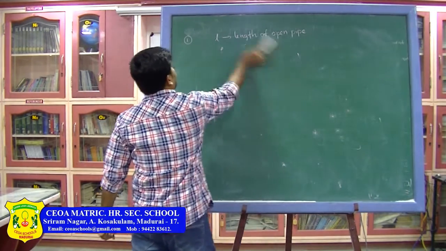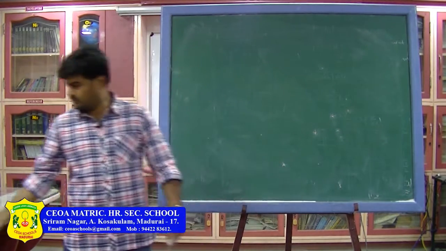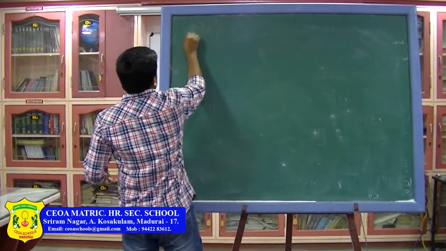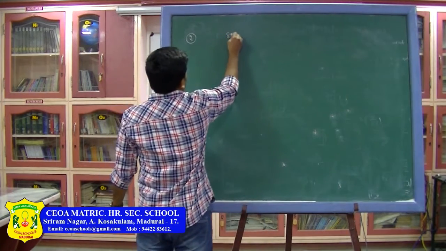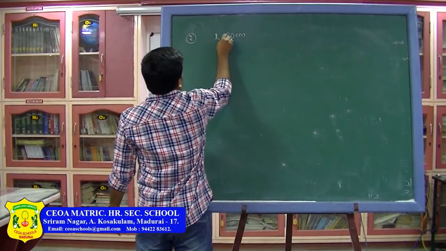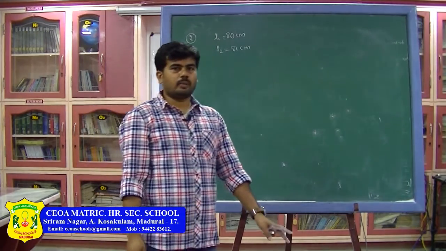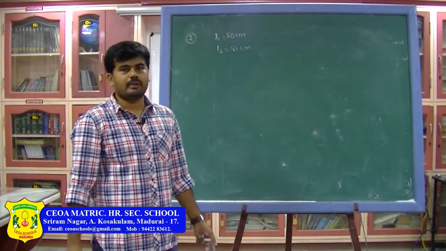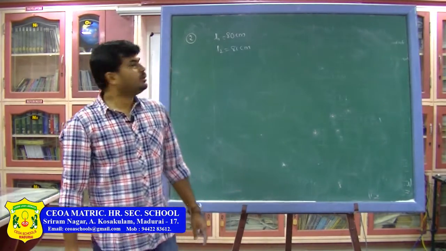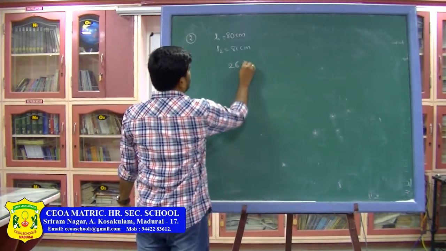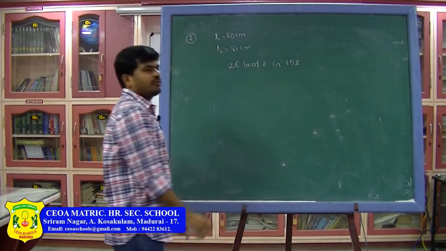Next problem, question number 2: two open organ pipes of length 80 centimeters and 81 centimeters are sounded together in their fundamental mode and produce 26 beats in 10 seconds. Then find out the speed of sound in air.